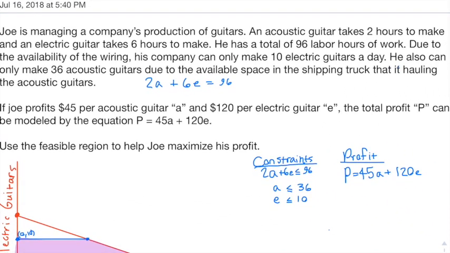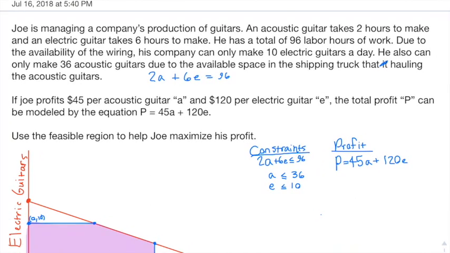All right, you got a couple of other things here that we have. Due to the availability of the wiring, this company can only make 10 electric guitars a day, and he can also only make 36 acoustic guitars, due to the available space in the shipping truck that is hauling. I'm not sure why that doesn't say is hauling the acoustic guitars. So, if Joe profits 45 per acoustic guitar A and 120 per electric guitar E, the total profit P can be modeled with this situation here. So use a feasible region to help Joe maximize his profit.